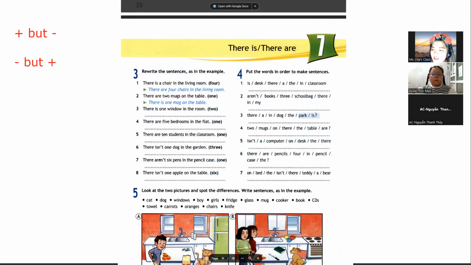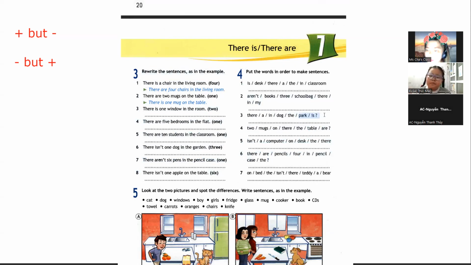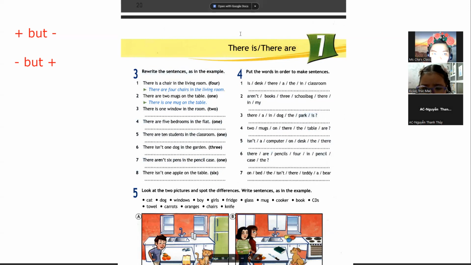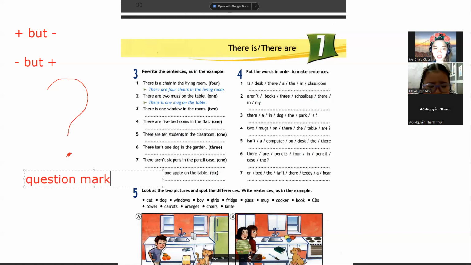Number 3, it says you need to make a question form. It ends in a question mark. Elsa, this symbol right there, in English you call that a question mark. Can you say it? Question mark. Good. How about in number 3? Since it ends in a question mark, you need to make a question.